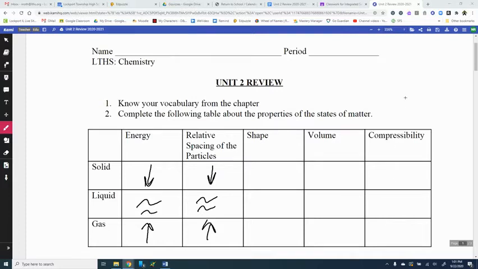Compressibility. So compressibility just means something's ability to turn into a smaller thing or a bigger thing. Solids have no compressibility. Liquids have very little compressibility, and gases have a lot of compressibility. You can compress gases a lot. That kind of goes along with the variable volume. Since they have a variable volume, it's very easy to compress gases, whereas liquids and solids, it is not at all.